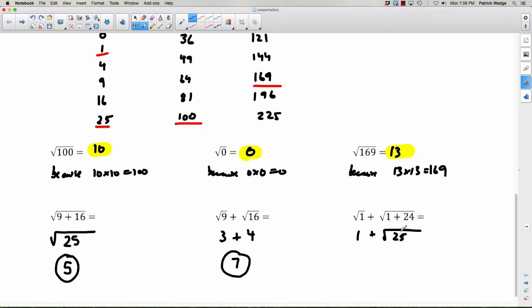Now we can take the square root of 25. So I'm just going to rewrite the 1. Okay, square root of 25. We did that over here. A number that multiplies by itself to give 25 is 5. So we're left with 1 plus 5, which is 6.